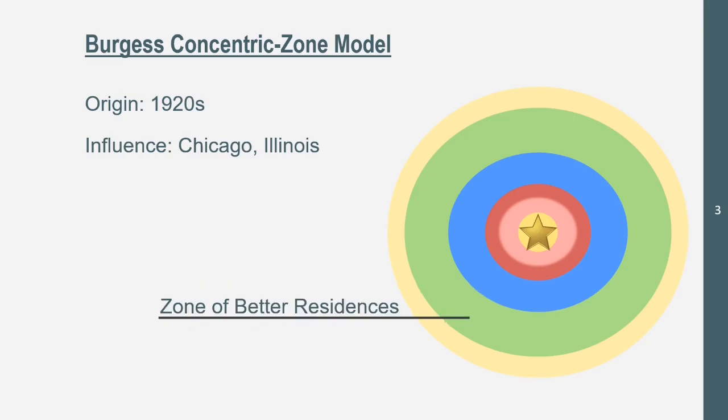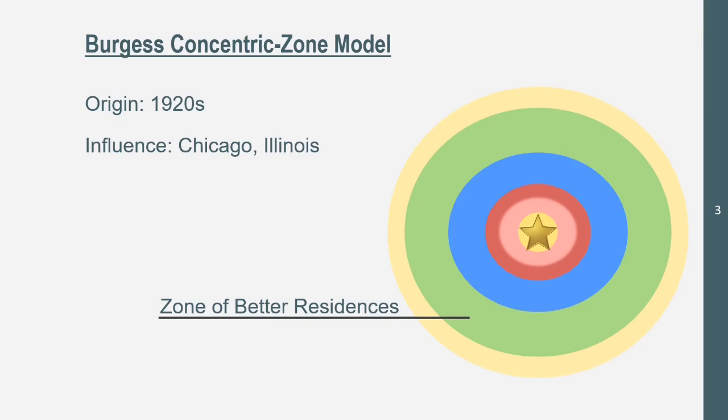We see the zone of better residences. So we see the wealthy start to go out of the city. Something about this model and a bunch of other North American models is that the wealthy live farther away from the city. So that's something to know. Now, if you go to Europe or any other country outside of North America, you're pretty much going to see the opposite. The wealthy live in the city so they can afford that high cost of living. And then the poorer people are going to live outside the city.